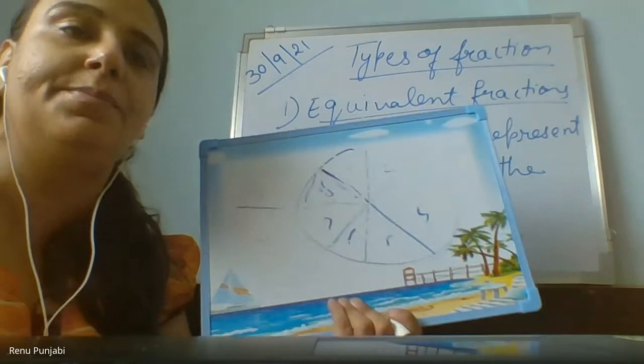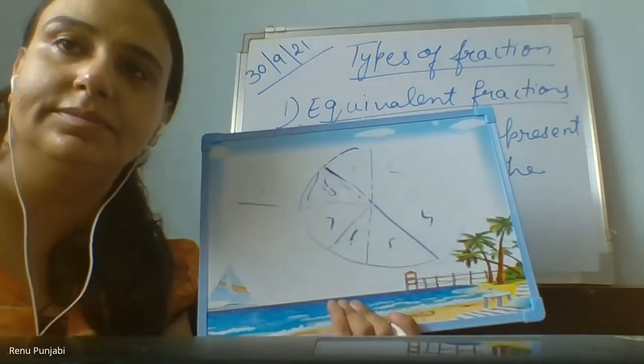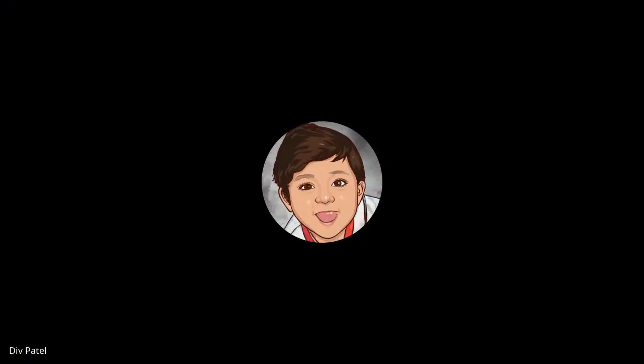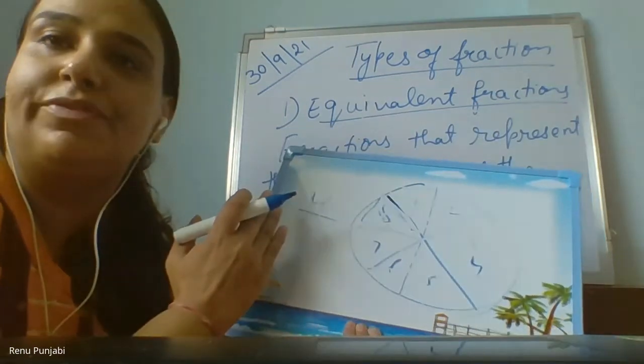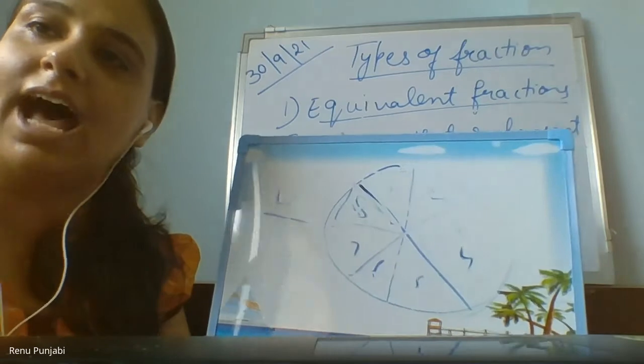How many 1 upon 8 make the half? 4 upon 8. So if I take 4 1/8 parts, I will exactly get the half. This way you have learned how to make equivalent fractions. Yes, ma'am. Okay.